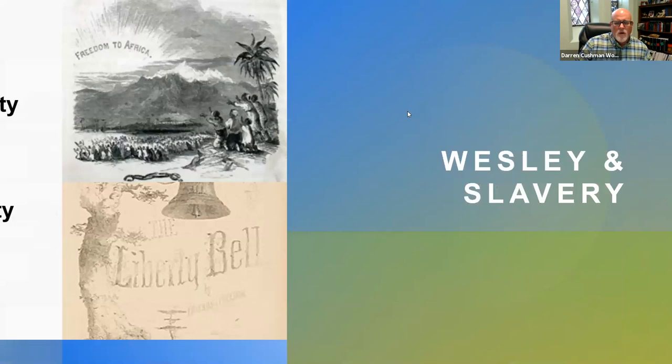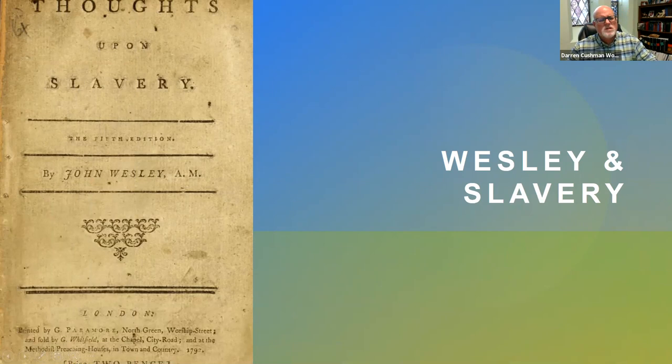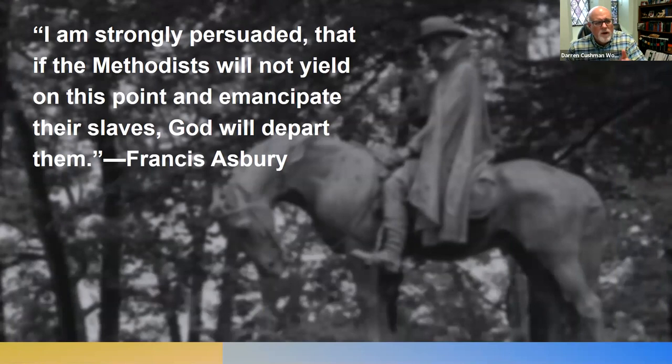Specifically in Methodism, Wesley was always opposed to slavery and published in the 1770s his pamphlet, Thoughts Upon Slavery, which had a big impact among Methodists and beyond. Francis Asbury is in line with Wesley. He was always opposed to slavery. This is a great quote from him: "I'm strongly persuaded that if Methodists will not yield on this point and emancipate their slaves, God will depart from them." Wow. And throughout his ministry, he is deeply troubled with this issue of what do we do with slavery among Methodists, because it runs against the theology and the spirituality of the movement.